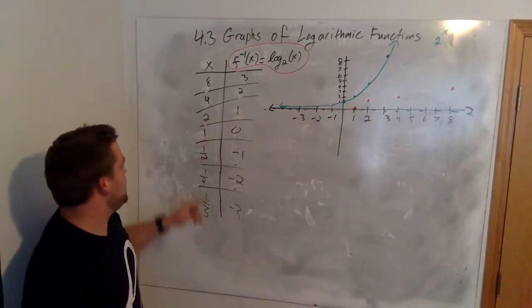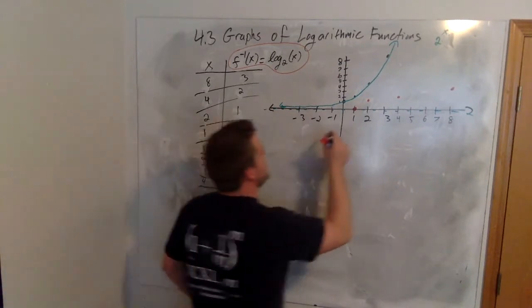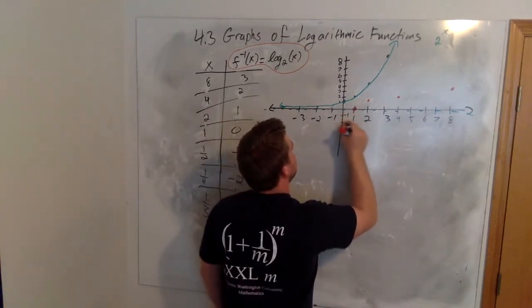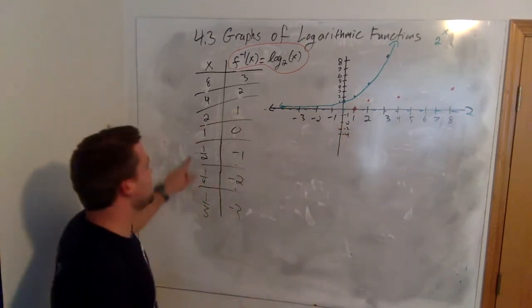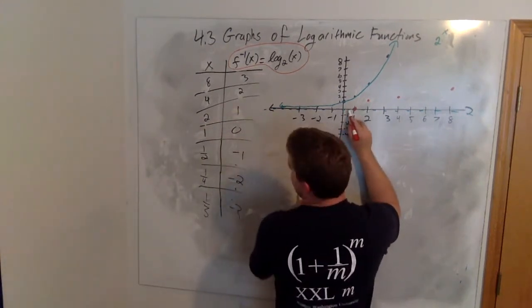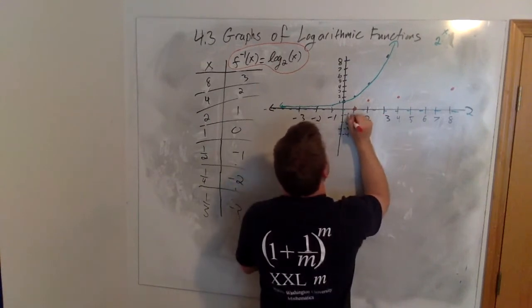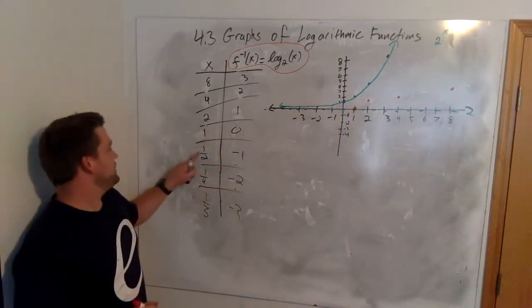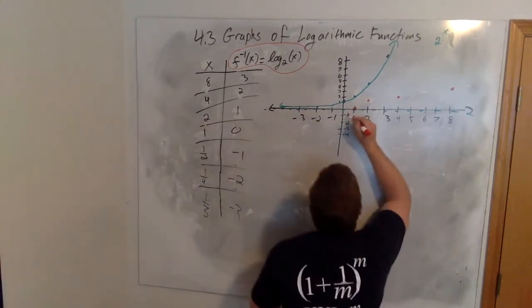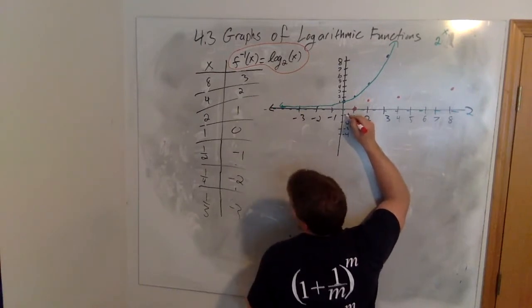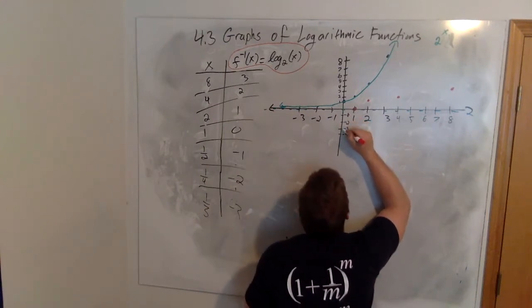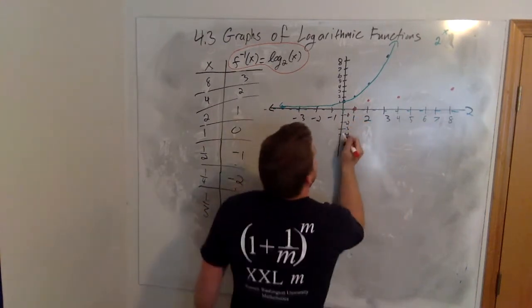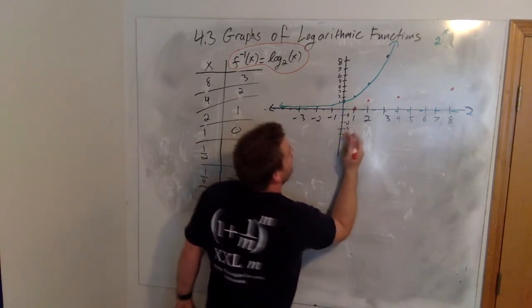If we plug in 1/2, we get an output of -1. If we plug in 1/4, now we get out -2. If we plug in 1/8, now we get out -3. Notice here it's getting closer to the y-axis.